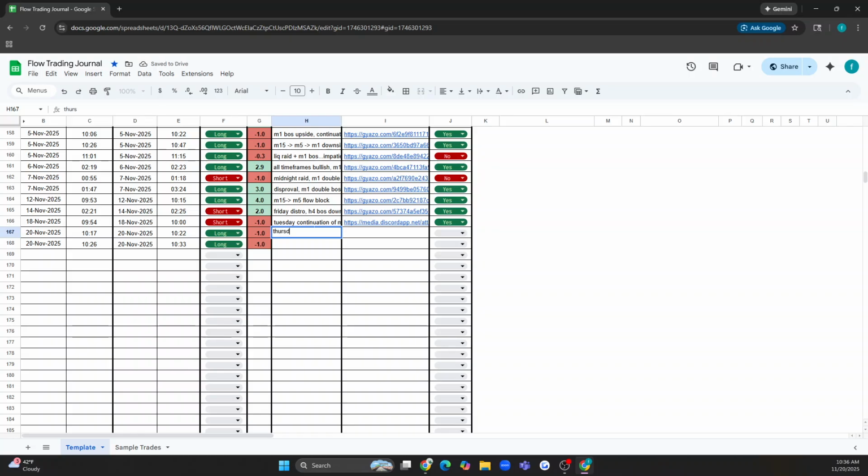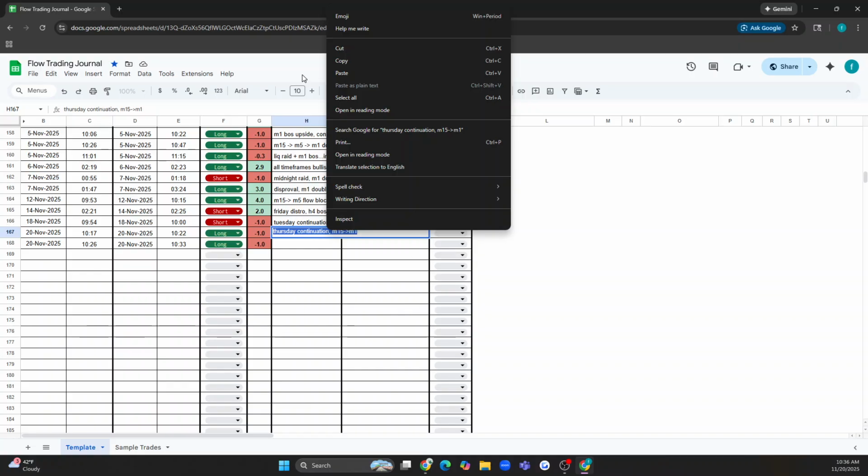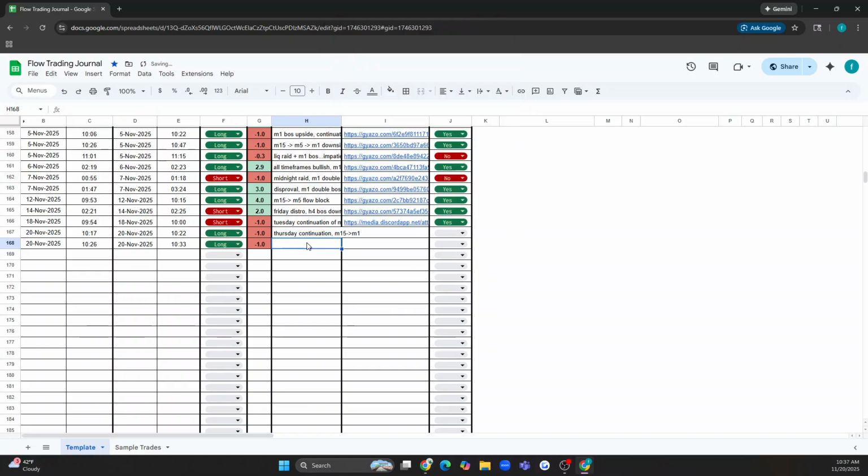All right, Thursday continuation. This was M15 to M1. And then pretty much same exact thing here. Let's paste that in there. Let's get our pictures real quick. And then we are good to go.